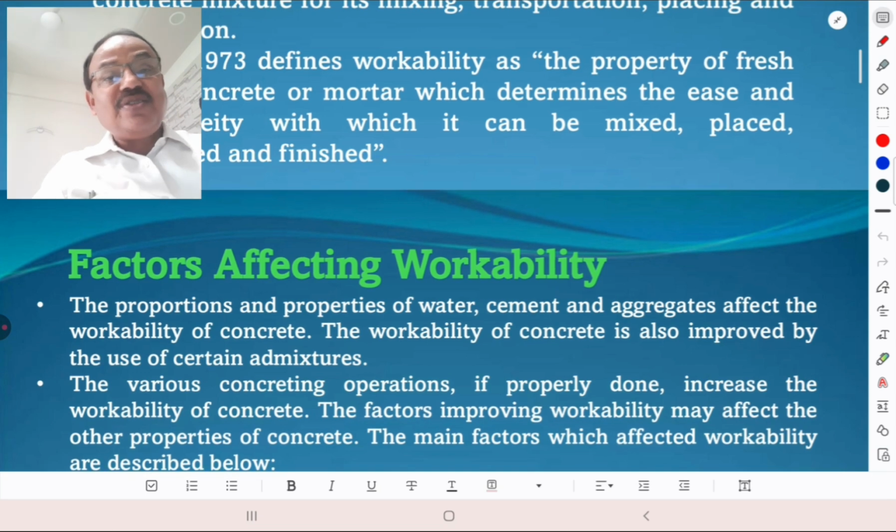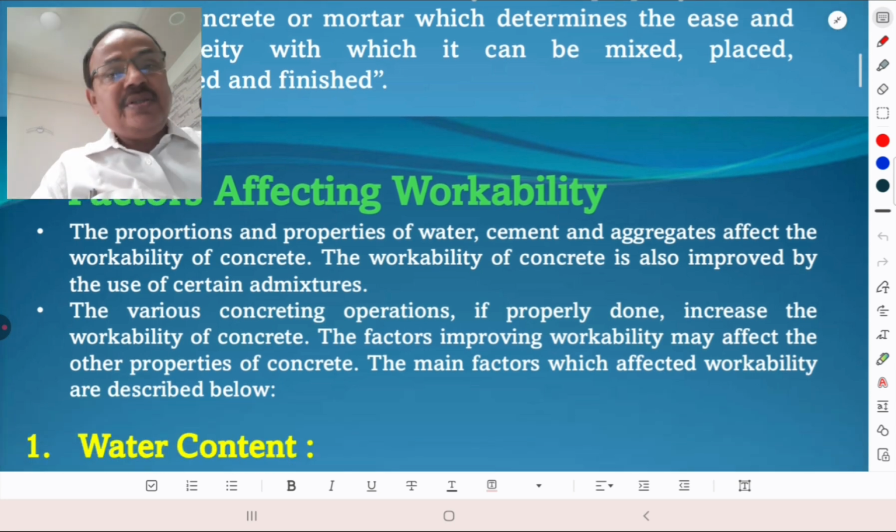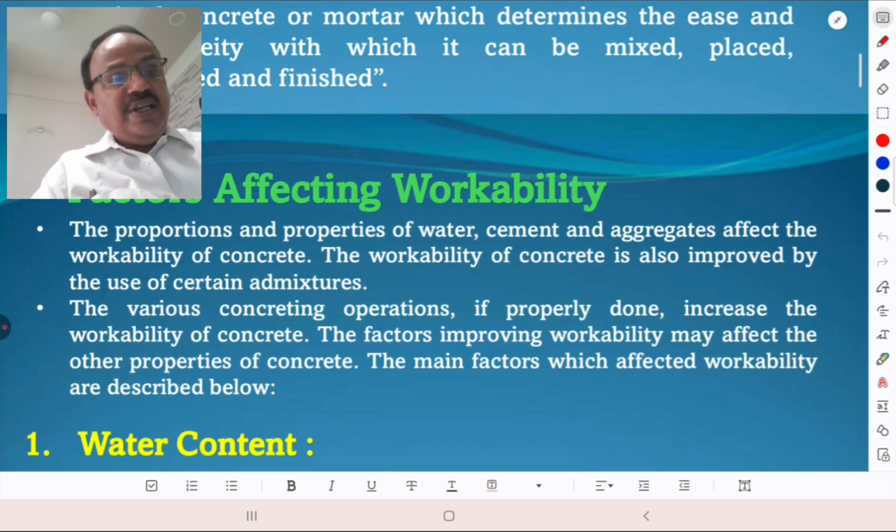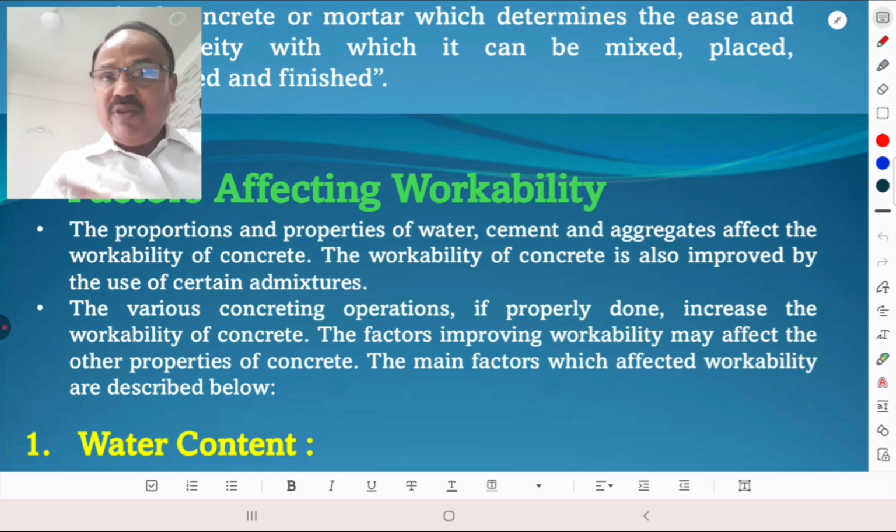Then we are going to discuss the factors affecting the workability. The proportions and properties of water, cement, and aggregates affect the workability of concrete. The workability of concrete is also improved by the use of certain admixtures. The various concreting operations, if properly done, increase the workability of concrete. The factors improving the workability may affect the other properties of concrete, means if the workability is more, the strength of concrete is less. The main factors which affect the workability are described as under.